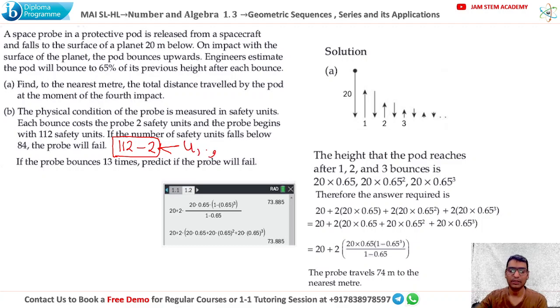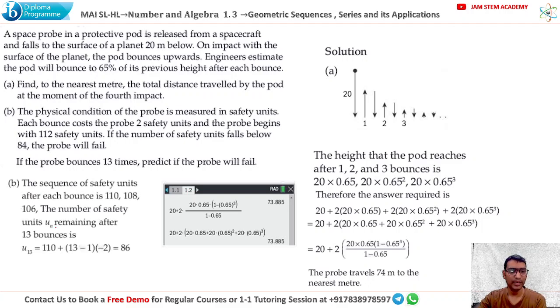And what is the next term? Next time when it comes back, it again loses 2 units. So 110 minus 2, which is 108. Can you see? It was 110 earlier, then 108, then 106. It's an AP, an arithmetic progression or arithmetic sequence, right? It is not a GP this time. So this time we have an AP whose first term is 110 and the common difference is -2. Let's use that to calculate the 13th term.